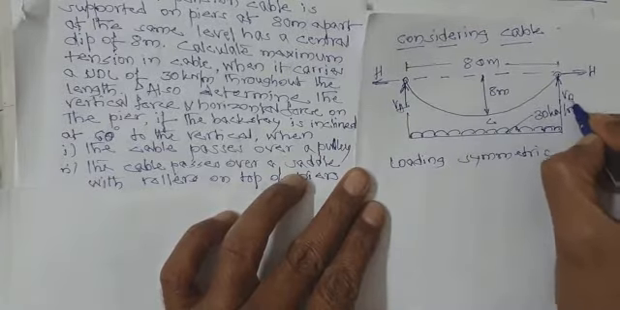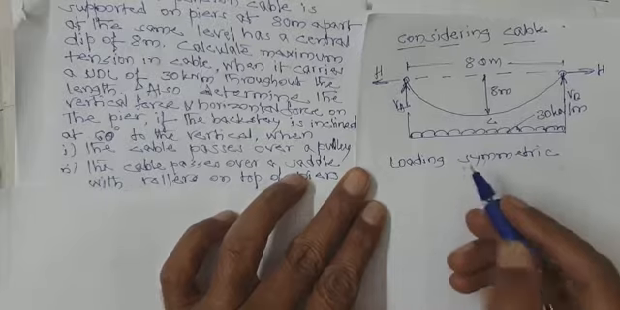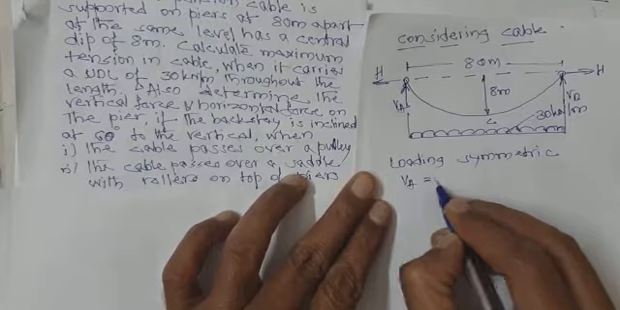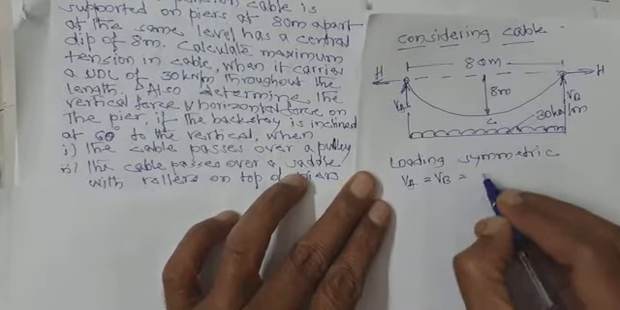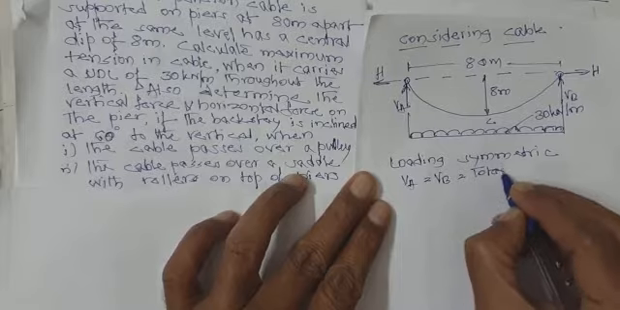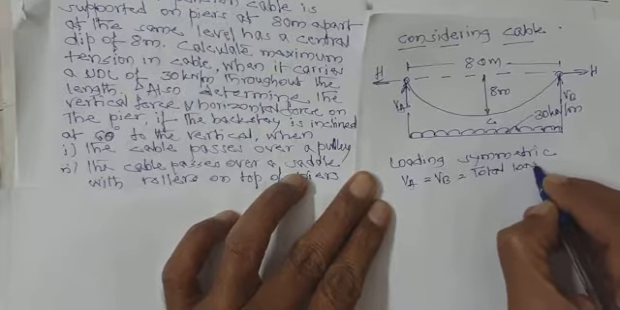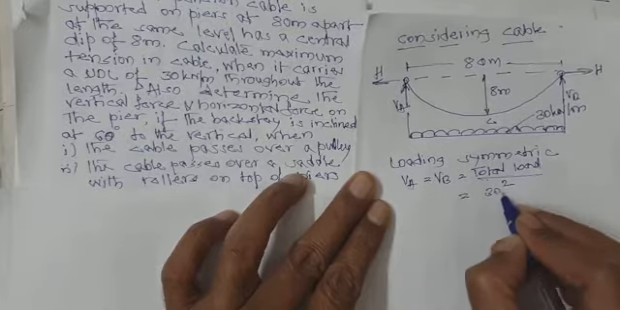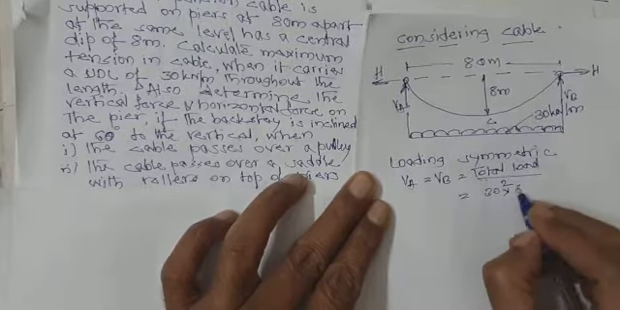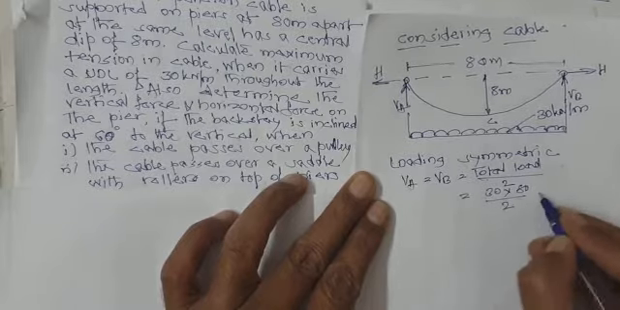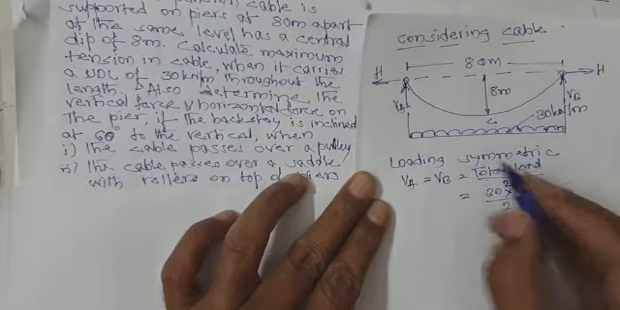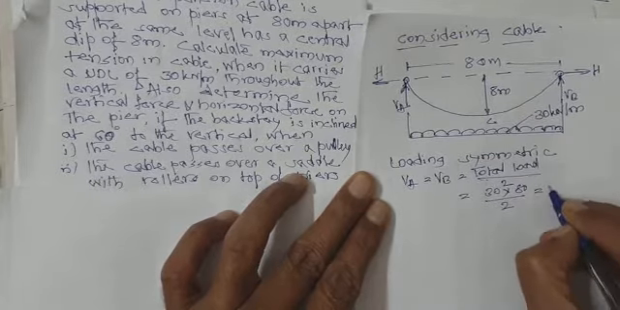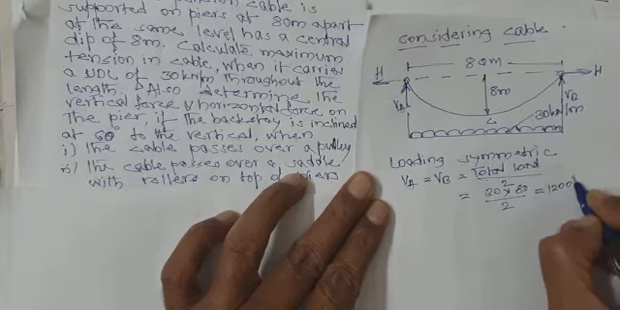This is VA, this is VB, these are H. You know that as the loading is symmetric, VA is always equal to VB. That is equal to the total load divided by 2, isn't it? What is the total load now? This is 30 kilonewton per meter into the span, 80 meter. So 30 into 80 gives you the total load on the cable, divided by 2. If you calculate this, it works out to about 1200 kilonewton.